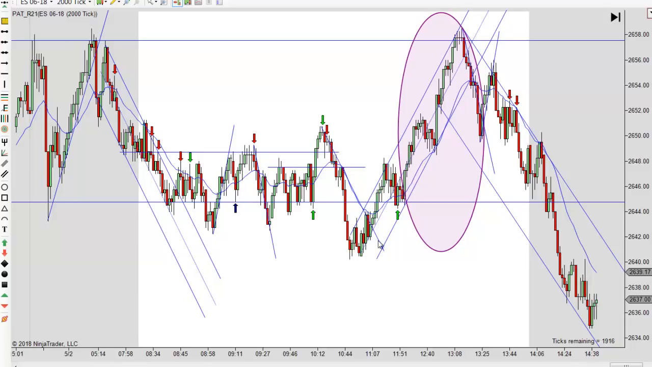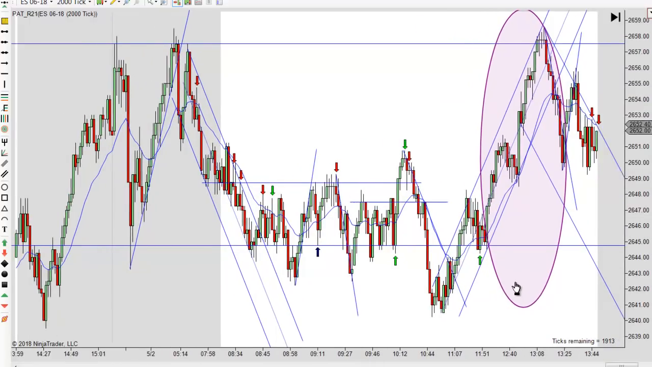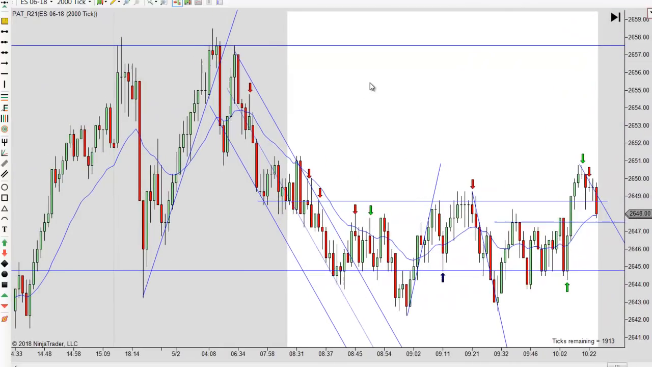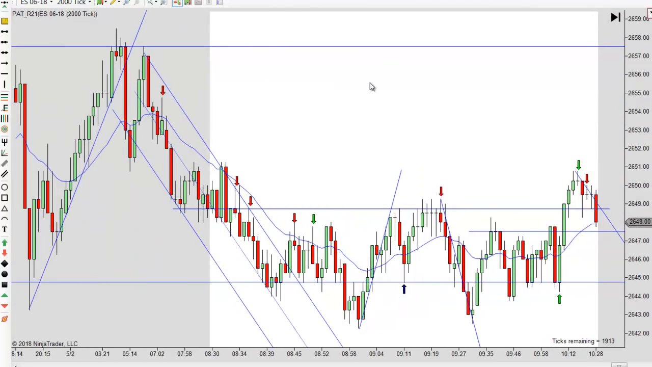But I didn't see a setup I liked here. You really had to wait on this second entry up here. But anyway, we'll talk about all that. Let me back out here where we can see it a little better, and we'll talk about the trades, and we'll go from there.